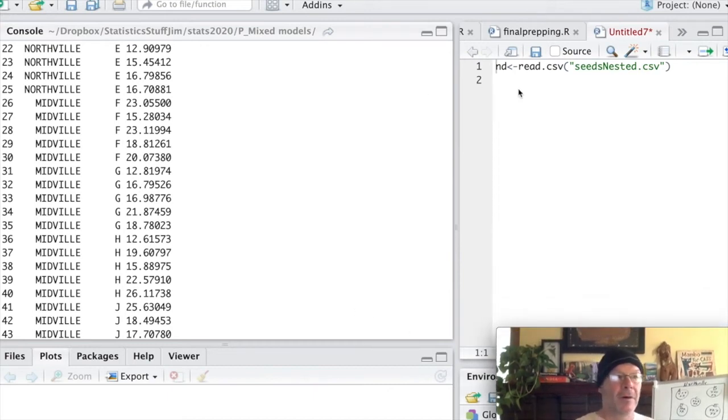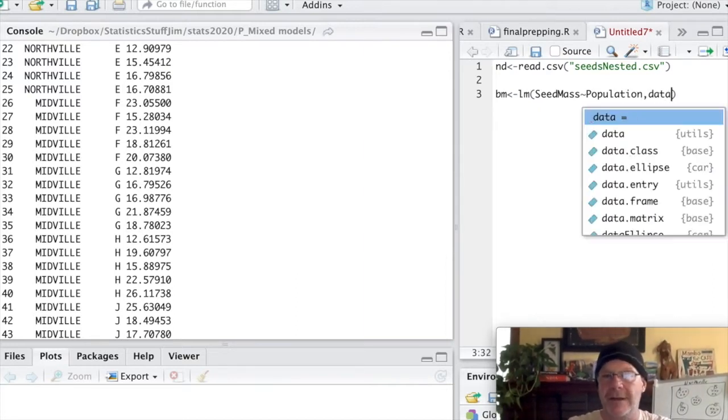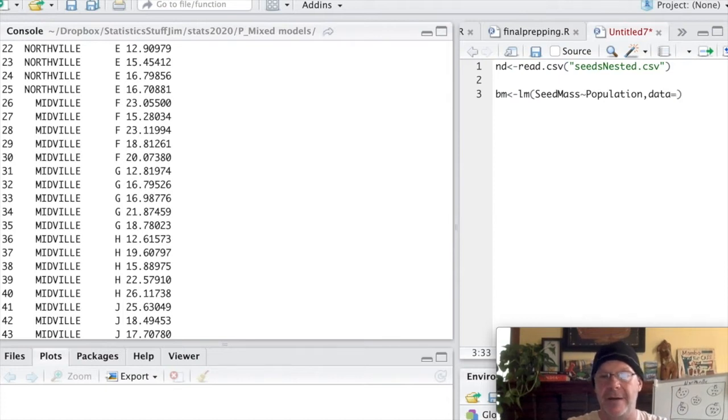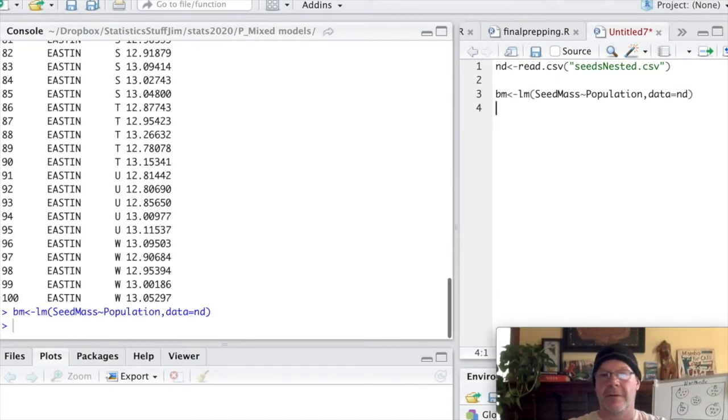Okay, and so let's start with making a bad model, because why not? I'm going to call it BM for bad model. It's going to be a linear model where seed mass is some function of population, because again, what I want to know is whether or not there are differences among populations. And then the data equals my ND there. So I go ahead and run that.